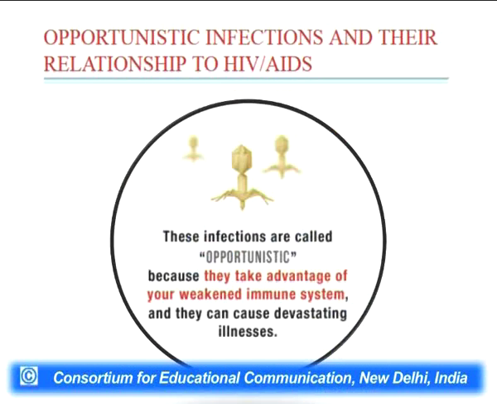Now along with the AIDS, there are lots of opportunistic diseases which also start infecting the individual who is affected with the HIV or the AIDS virus. These infections take place because they take advantage of the weakened immune system present in the patient who is suffering from the HIV virus.